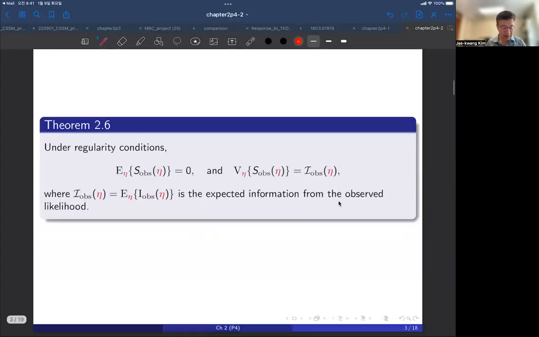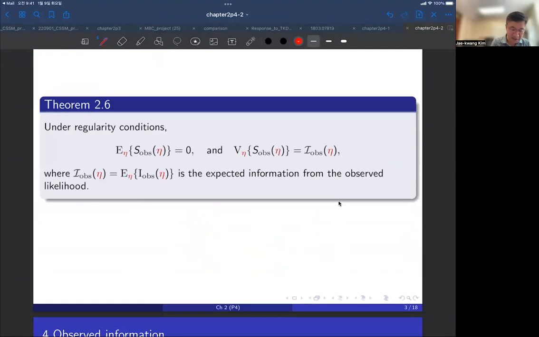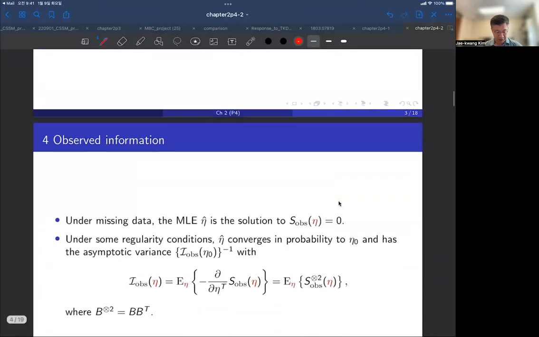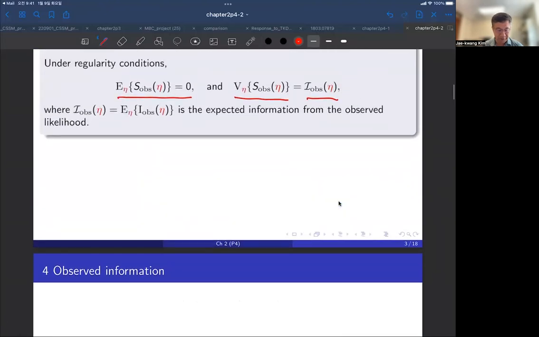And this theorem is essentially the missing data version of the Bartlett theorem, the Bartlett identity. The score function has zero expectation, and the variance of the score function is equal to the information matrix, I mean the expected information matrix.